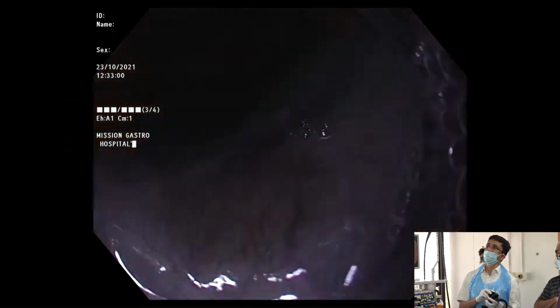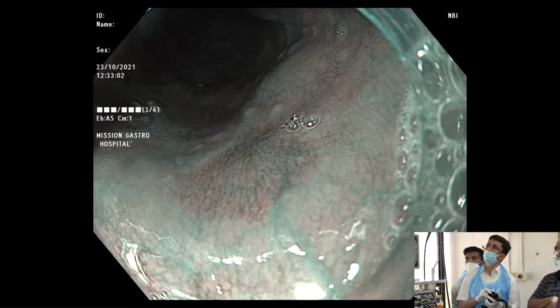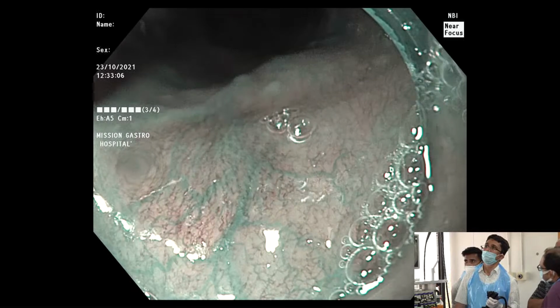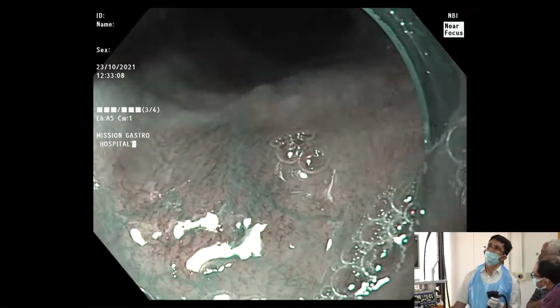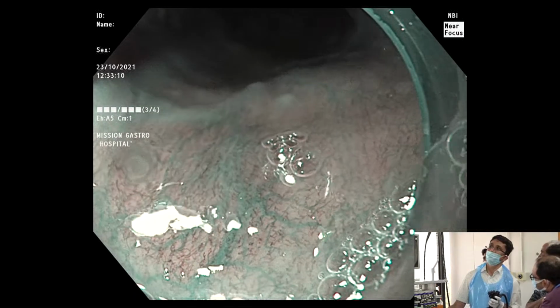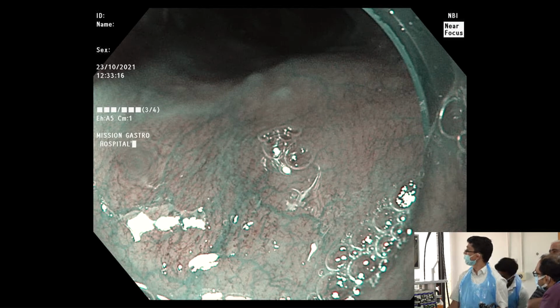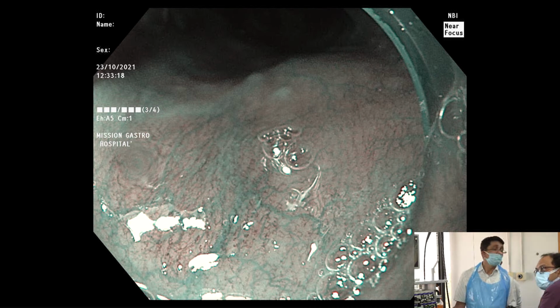Near focus. Near focus. Okay, it's not a little patch. What do you think? It looks suspicious, okay.